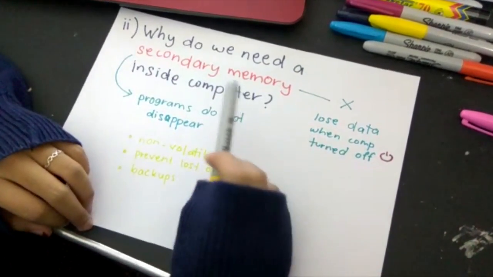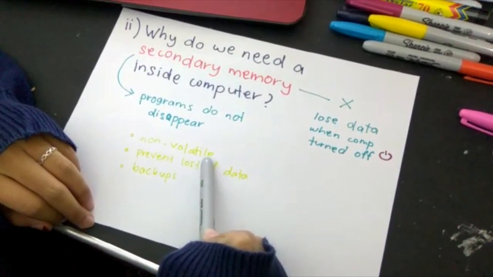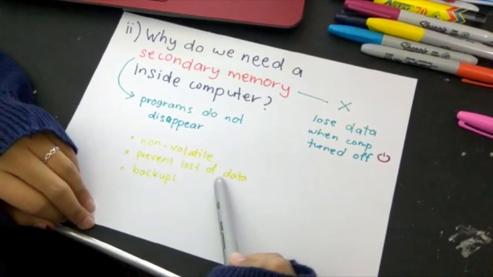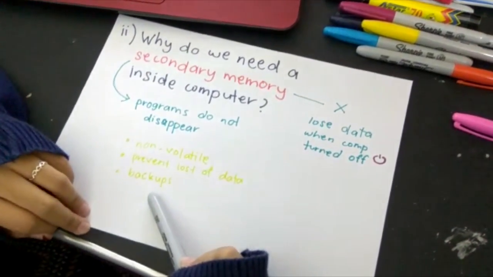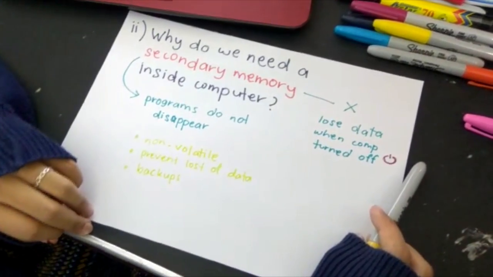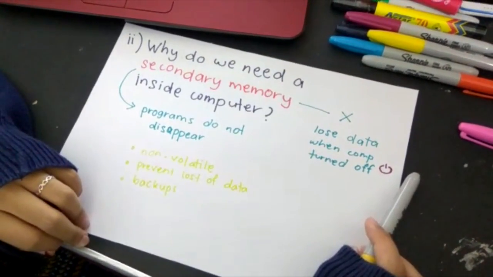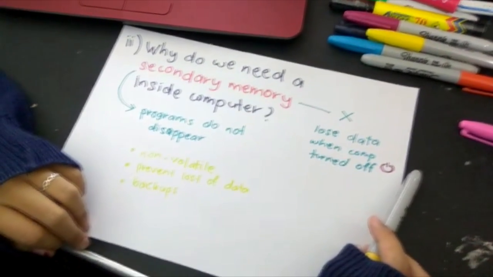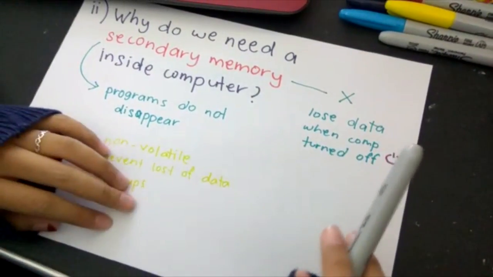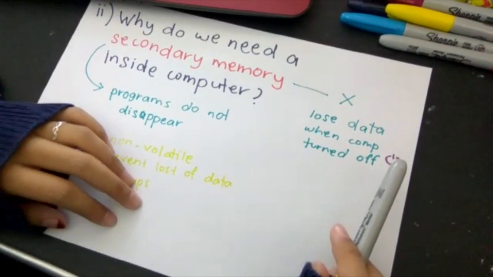So secondary storage devices are non-volatile, that is, they are permanent storage devices, and they prevent loss of data and serve as a backup. So why is secondary memory needed in a computer? Since a computer's memory is largely temporary in nature, secondary memory is used for bulk storage of programs and data. The two most common secondary storage devices are the floppy disk and the hard disk.